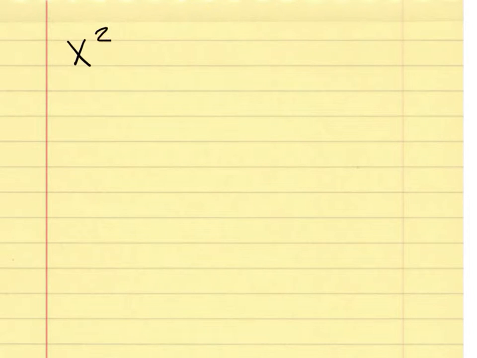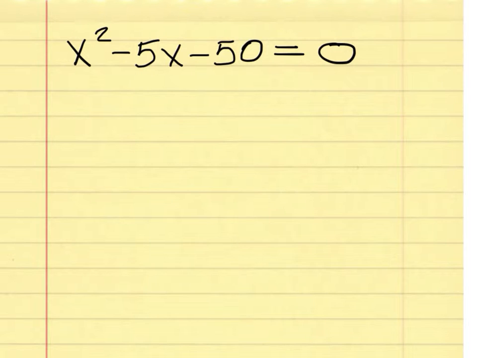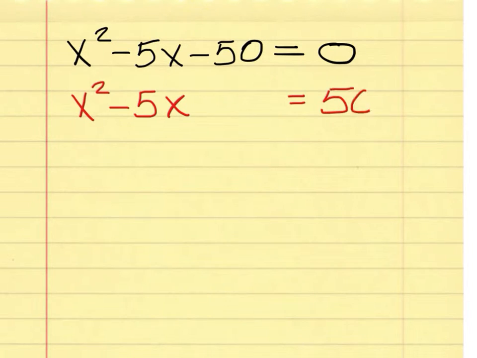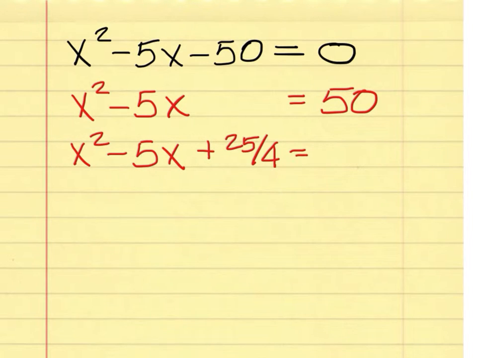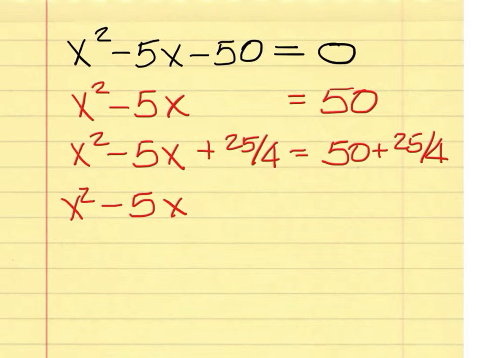The problem is x squared minus 5x minus 50 equals 0. Solve by completing the square. For the practice problem, it is x squared minus 5x equals 50. And then half of 5 is going to be 5 over 2. If we square that, we get 25 over 4. And we add that to the right side. Then we have to simplify the right side.